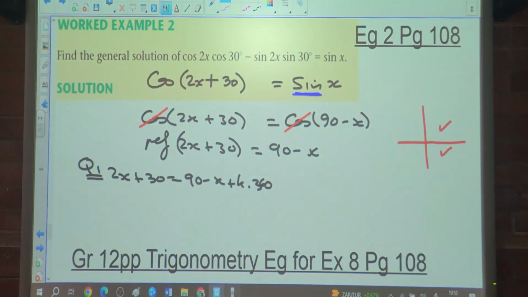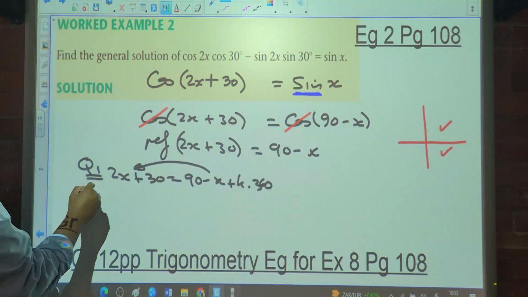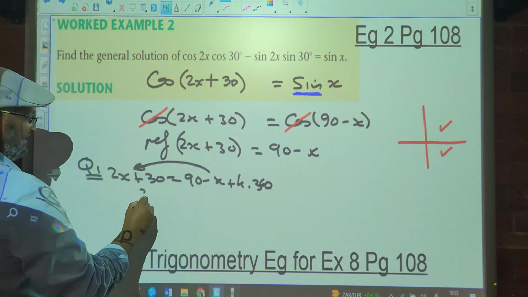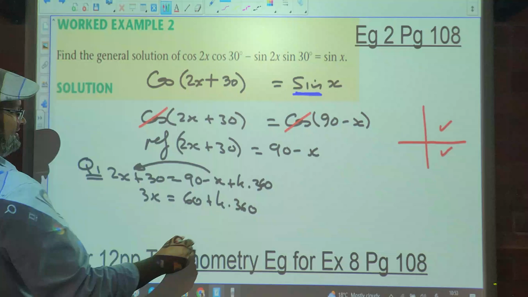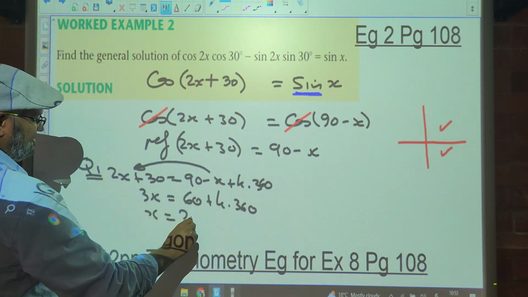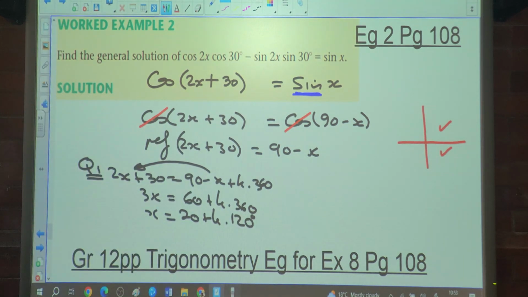Alright, so let's go quadrant 1. It's going to be just the angle. So I solve for x, take it over the equal sign. It becomes 2x plus x, which gives you 3x, equal to 90 minus 30, which is 60, plus k times 360. Divided by 3. So x is 20 plus k times 120.